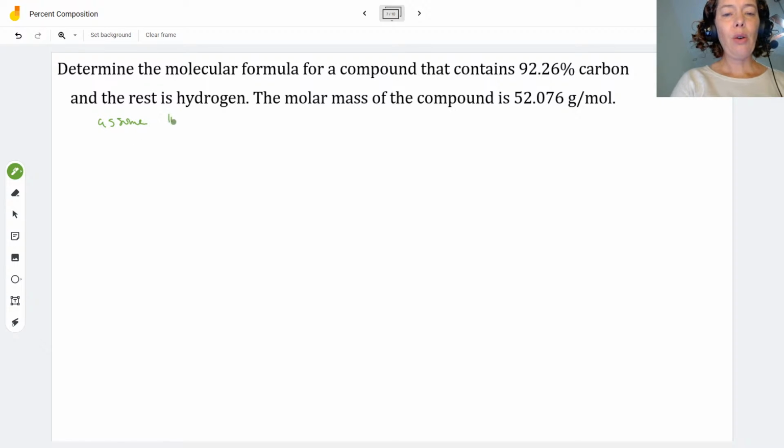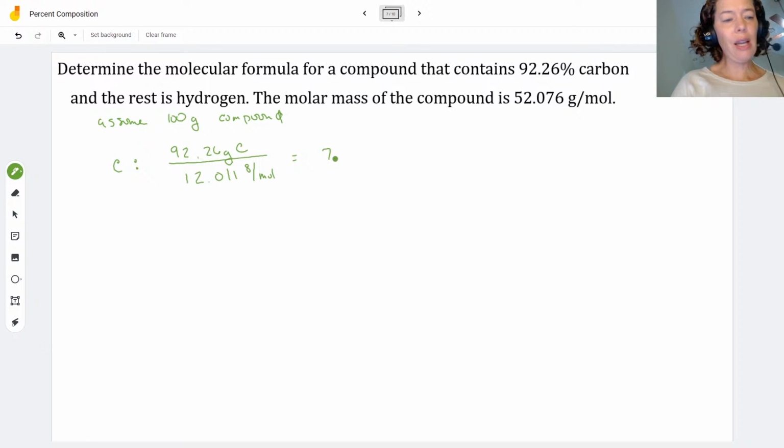So assume 100 grams of compound. Let's start with my carbon. That is going to give me 92.26 grams of carbon. Of course, divided by the molar mass, 12.011 grams per mole, which gives me 7.68 moles of carbon. Okay, let's go on to hydrogen.